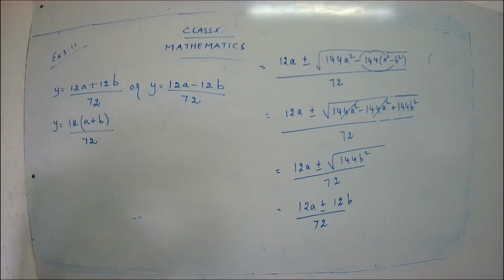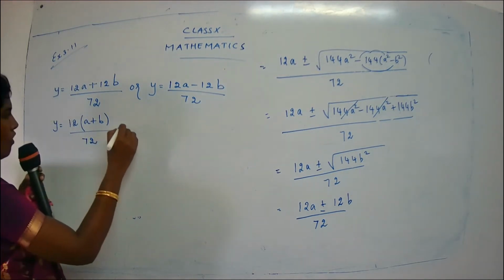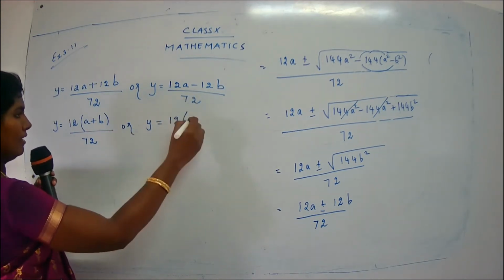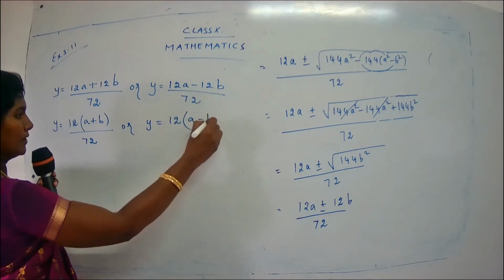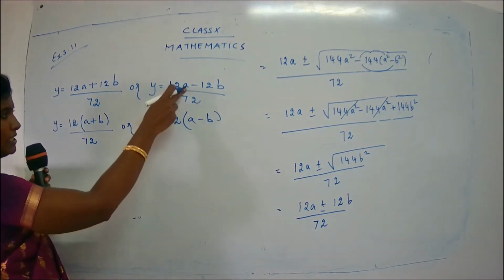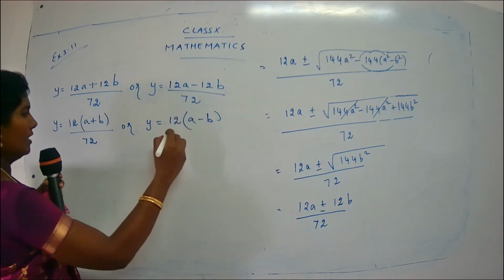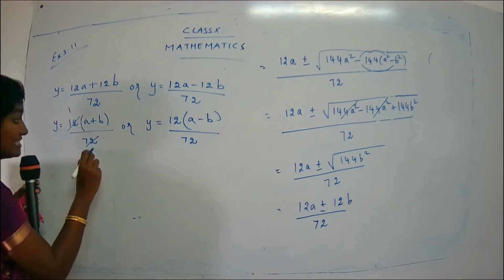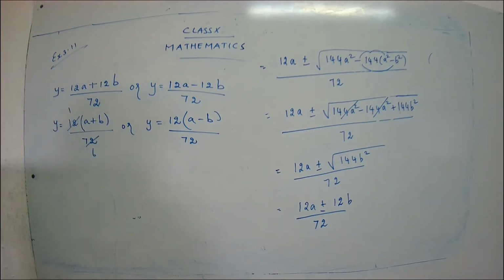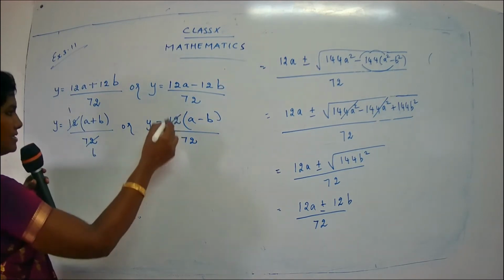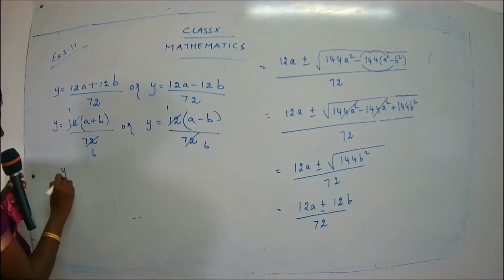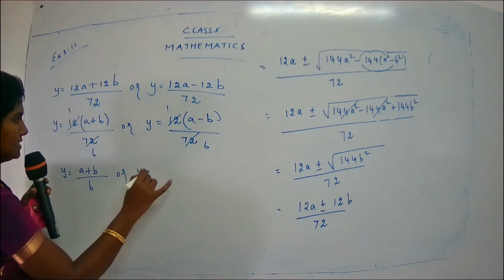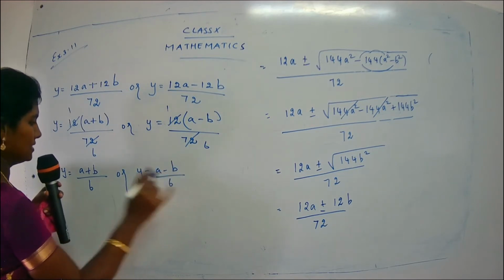Similarly, go for the next one. So y is equal to, again 12 can be taken common, a minus b. When I take 12 common, what is left here? A. And what is left here? B upon 72. So 12 ones are 12, 12 sixes are 72. Again here, 12 ones are 12, 12 sixes are 72. So you get y is equal to a plus b upon 6, or y is equal to a minus b upon 6.